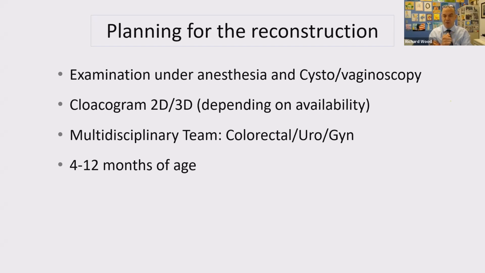We also do a cloacagram, which is an image, and I'll show you some examples just now, which allows us to understand the 3-dimensional anatomy that we're dealing with. And then we use a multidisciplinary team of colorectal surgeons, pediatric urologists, and pediatric gynecologists to plan surgery. And as I said before, we'll do it somewhere between 4 and 12 months of age, depending on the patient's underlying general medical condition. But generally, most patients get the reconstruction above 6 months.